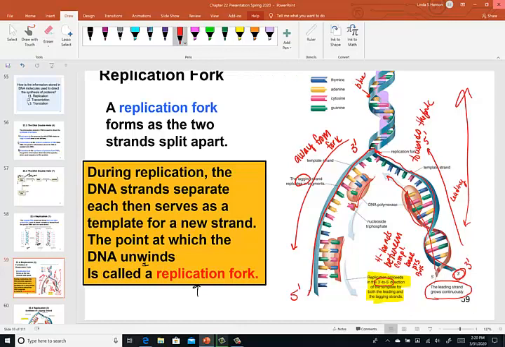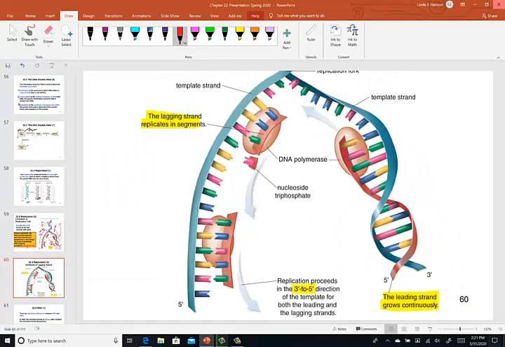Now, all of this is color-coded to remind us that we have complementary base pairing. When a DNA molecule unzips, it does so with the help of an enzyme. That enzyme is called DNA polymerase. When it does that, it's unzipping and breaking those hydrogen bonds, and we come up with leading and lagging strands. Let's look at those closer in this slide.